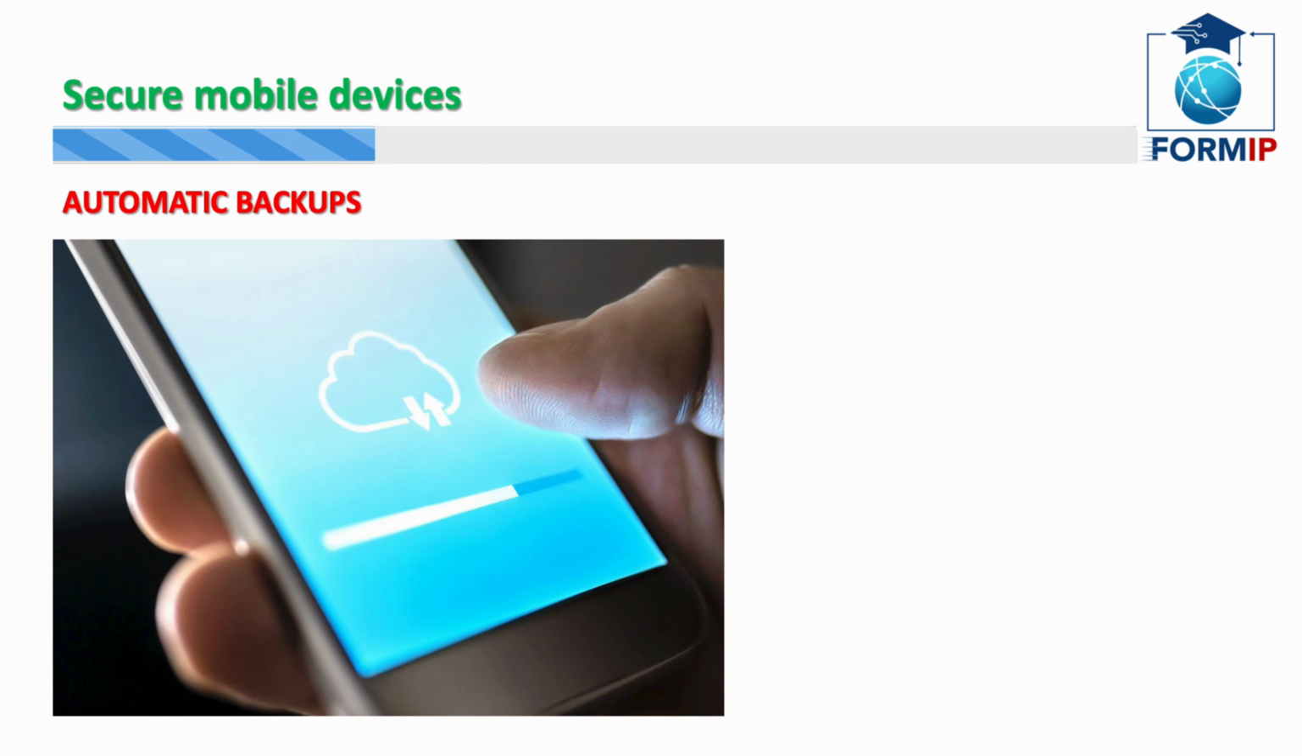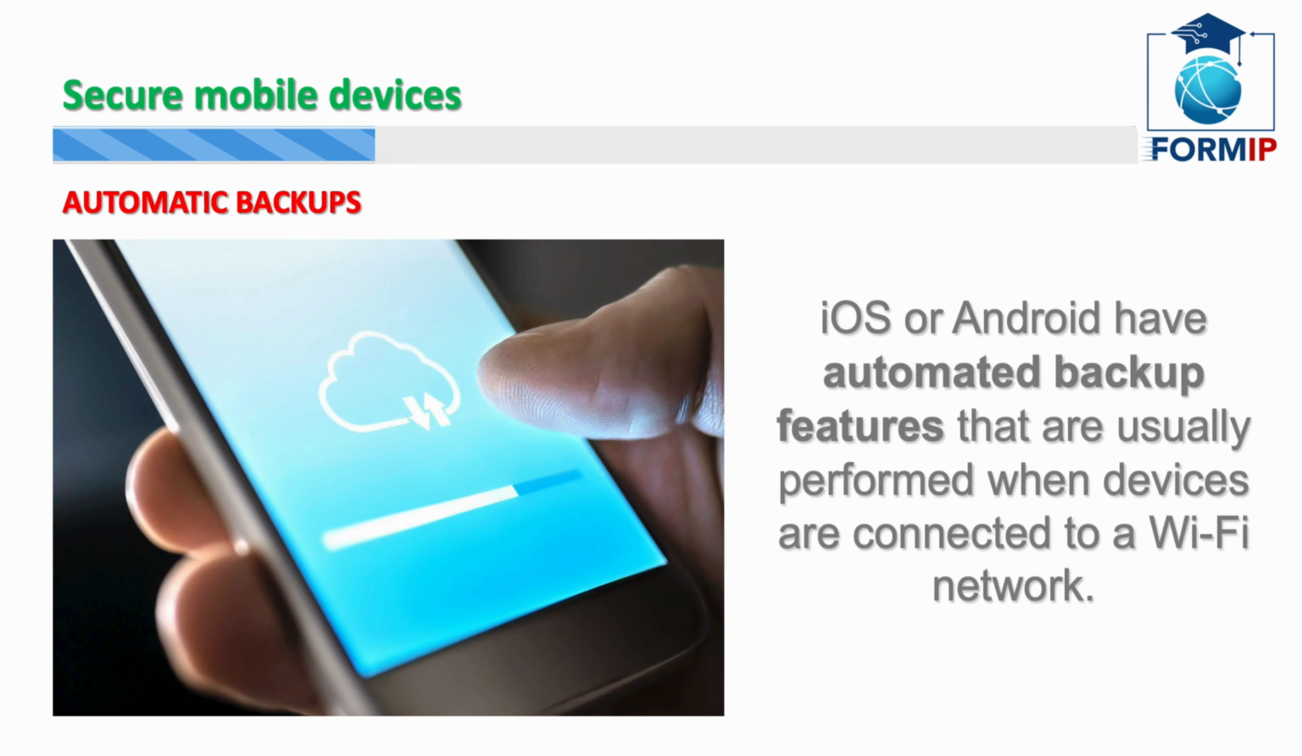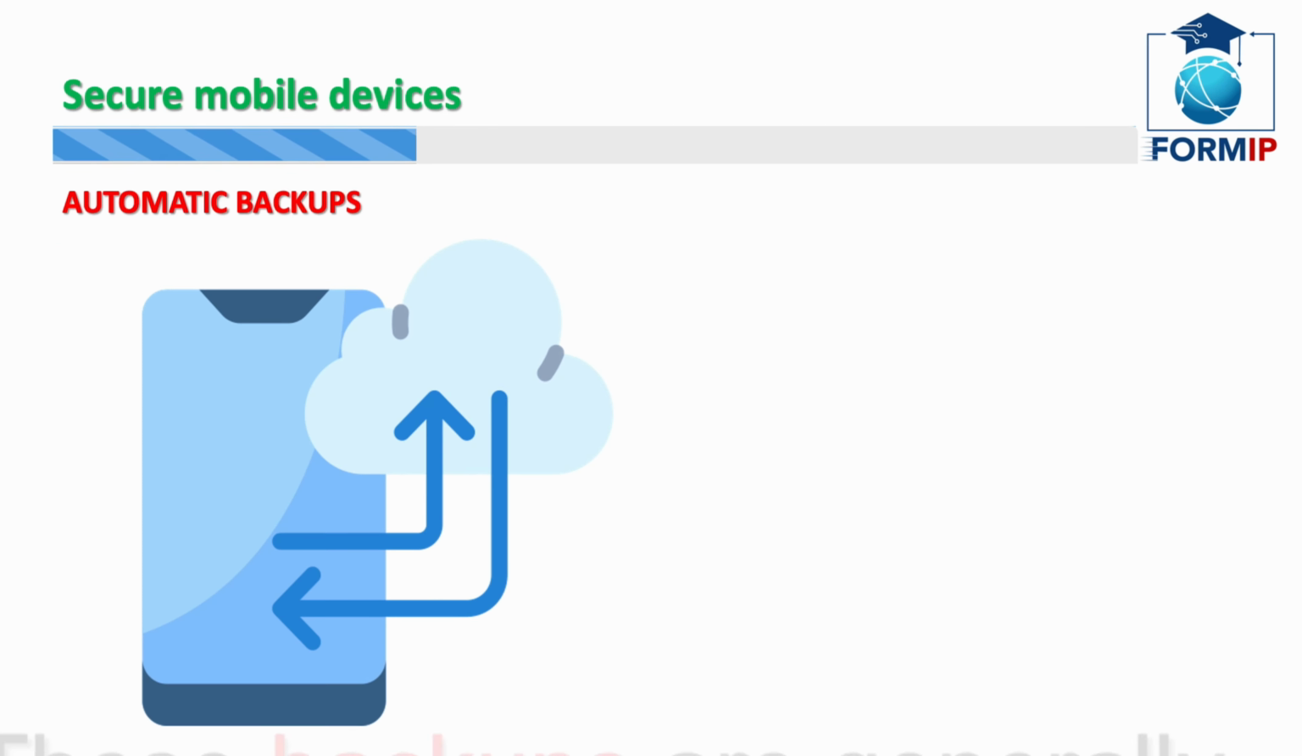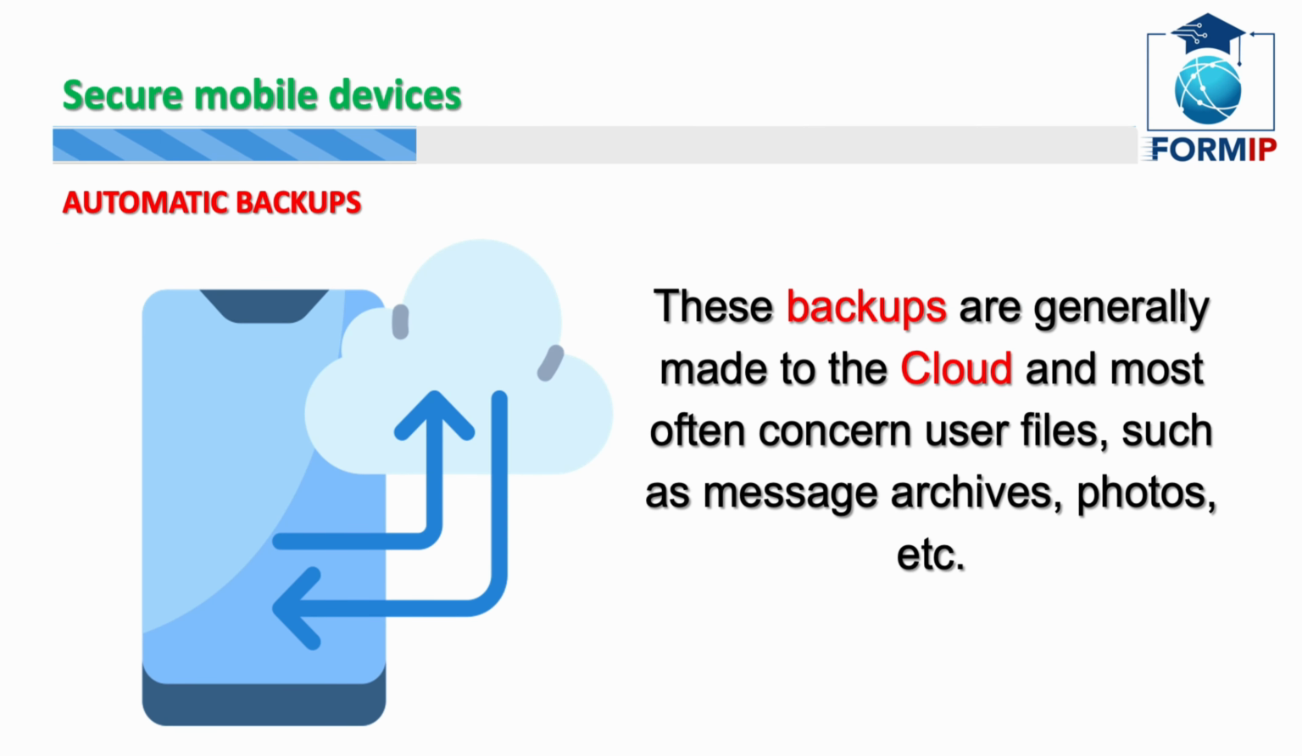Automatic backups. Unlike our desktop computers that can be constantly connected to the network, mobile devices are constantly in motion, and therefore, it can be difficult to perform automatic backups on these systems. Fortunately, iOS or Android have automated backup features that are usually done when devices are connected to a Wi-Fi network. These backups are generally made to the cloud and most often concern user files, such as message archives, photos, etc.